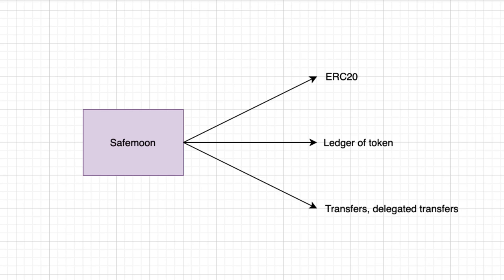In this video, I'm going to explain how the Safemoon token works. Safemoon is a standard ERC-20 token, so it respects the ERC-20 standard. That means it is a ledger for tokens: for each address, it associates a certain token balance. It allows transferring tokens from the current owner to another address. It also allows delegated transfers, exactly like an ERC-20 token.